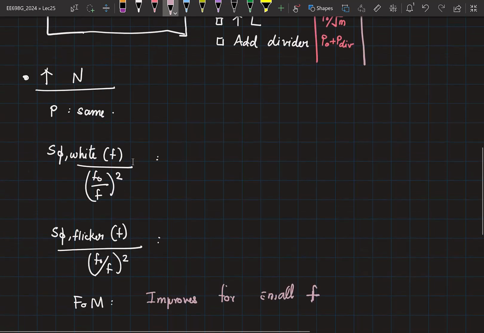What about S_phi white of f by f0 by f the whole square? It doesn't depend on N, so it remains the same. So this factor is reducing, this remains the same. So FOM for far-out frequencies remains the same because the power is not changing and the phase noise is not changing.